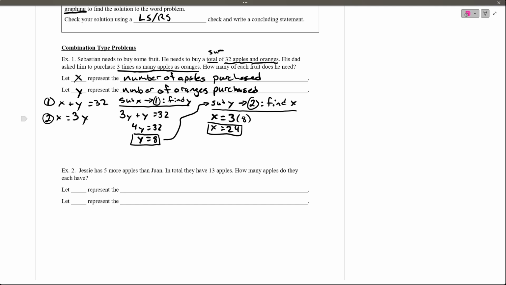So now we actually have a word problem. So our therefore statement is extremely important this time. So we have to answer the original problem using the data that we found. Well, what was the original problem? Was how many of each fruit did he need? In this case, he needed 24 apples and 8 oranges. Okay, so therefore, Sebastian needs to buy 24 apples and 8 oranges.